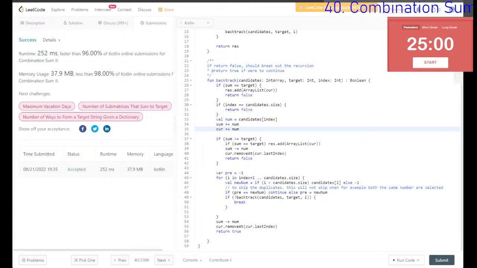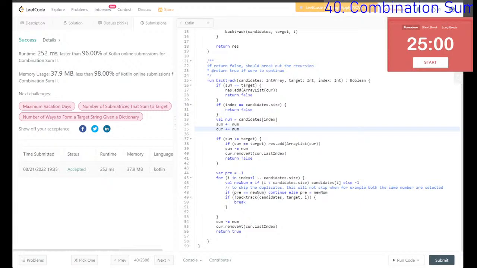We want to make a branch. We want to say, okay, we can choose this candidate. We already chose one decision where we end up adding that candidate 1. The next time we want to skip 1. So how can we do that? Well, we can say, okay, if this candidate is equal to the previous candidate that we just chose, then we want to skip this iteration of the loop.